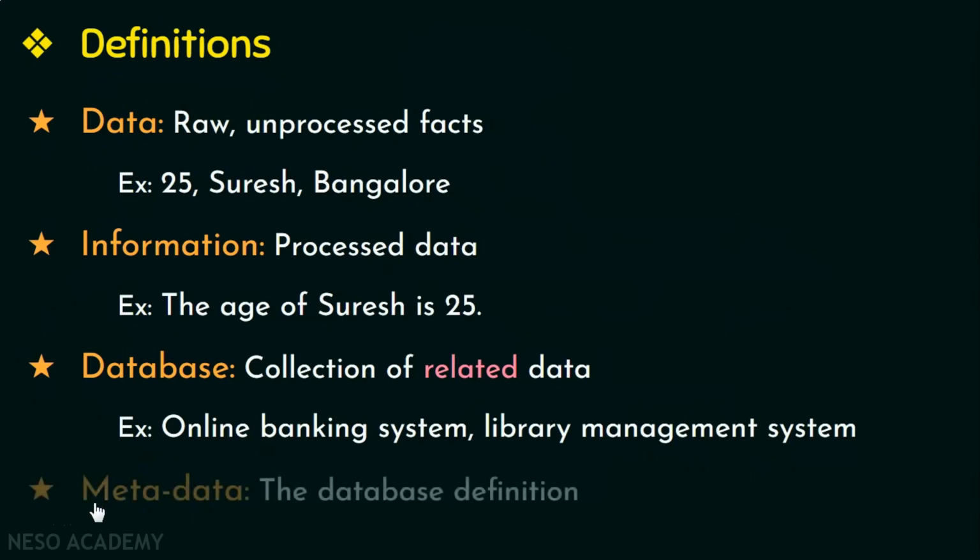The next one is metadata. Metadata is nothing but the database definition. Or in other words, I can say it is the complete description of a database, or it defines the database. Information like the storage format or the data type of the data that we are going to store in the database or the constraints on the data, all this information is called metadata. So these are the basic definitions we have seen. In the further videos, we will see more definitions in relation to DBMS.